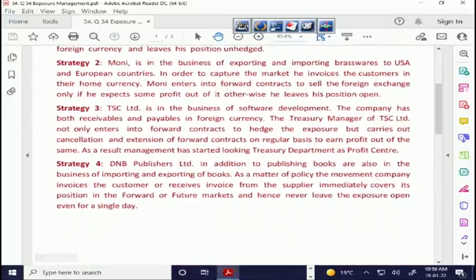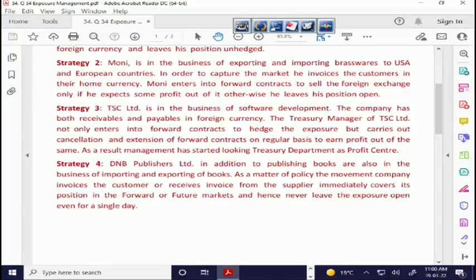Third one. TSC Limited is in the business of software development. Company has both receivables and payables in foreign currency. Treasury manager of TSC not only enters into forward contract to hedge the exposure, but carries out cancellation and extension of forward contract on regular basis to earn profit out of the same. As a result, management has started looking at the treasury department as a profit center. This is speculation. You're not wanting to prevent a loss, you're wanting to make a gain. So that is speculation. This is high risk, high reward.